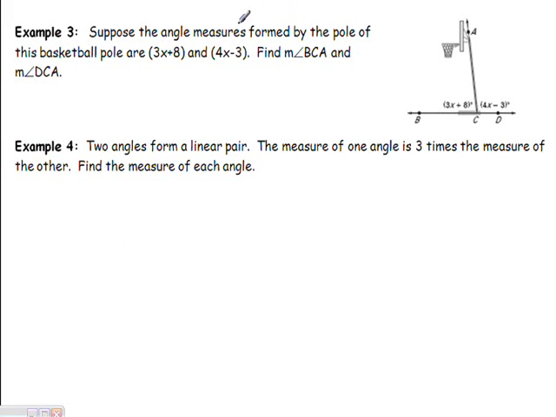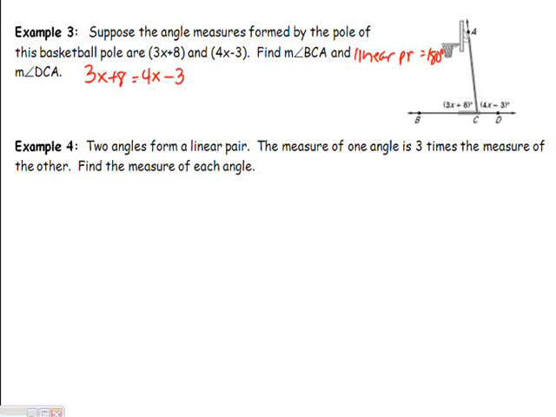All right, so we've got angle measures of 3x plus 8 and 4x minus 3 shown here, and we need to find angle BCA and DCA, and we know that these guys are a linear pair, and if they are a linear pair, then they must equal 180 degrees. So I'm going to take 3x plus 8 and set it equal to 4x minus 3. No, I'm not. See, even teachers make mistakes.